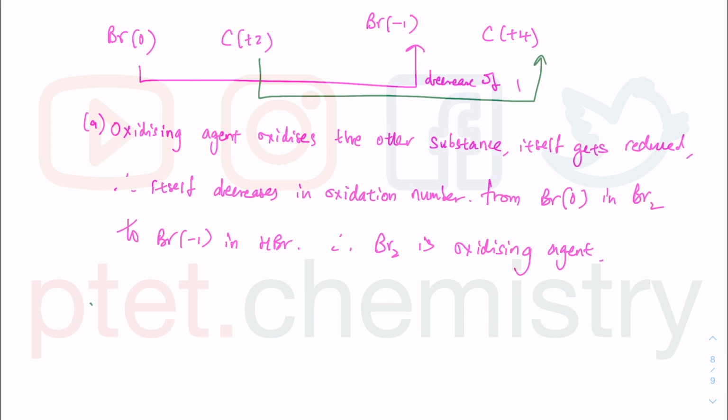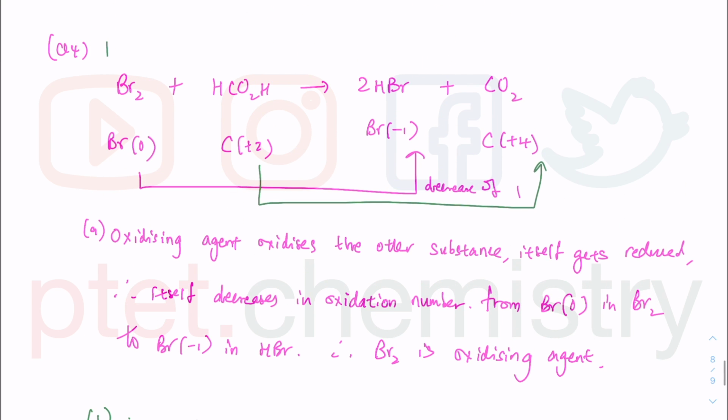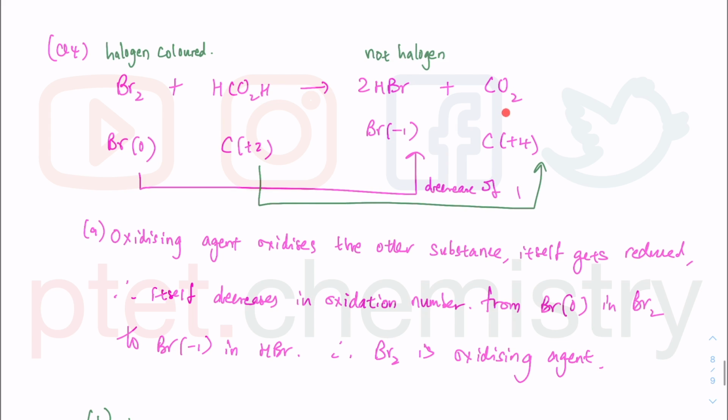So in part B, suggest one change you will observe when bromine reacts with methanoic acid. They specifically say ignore temperature change, so you cannot talk about an increase or decrease in temperature. What is very obvious is that halogen is colored, deeply colored. Now this thing is not halogen anymore, so it is not colored. The organic compound is colorless, and carbon dioxide is colorless.